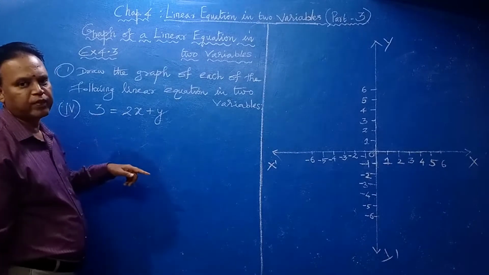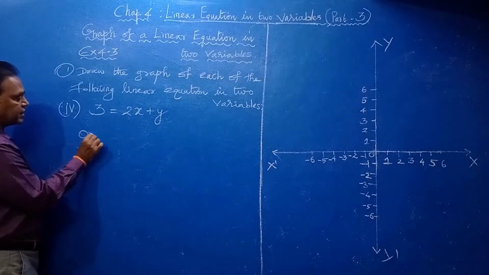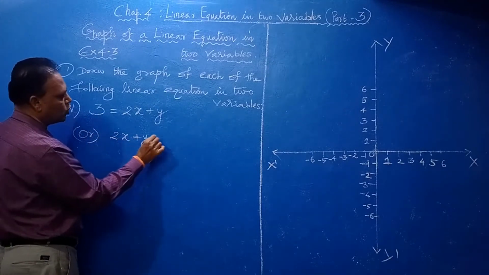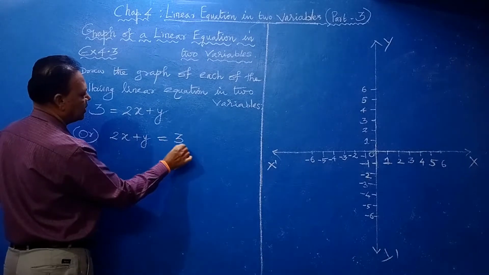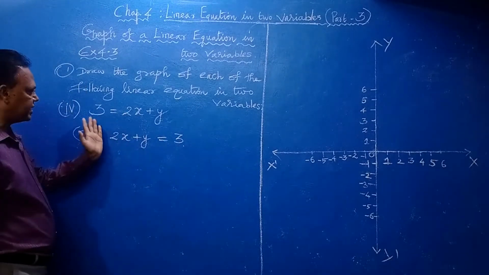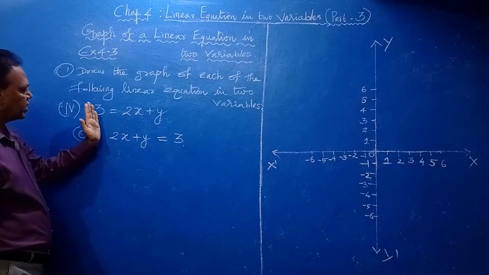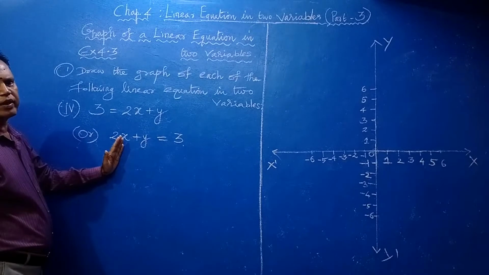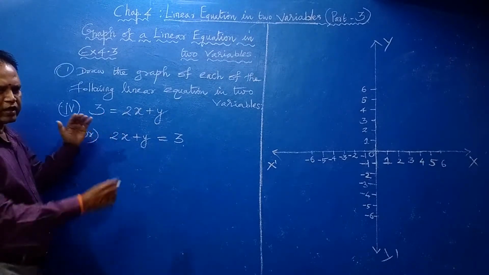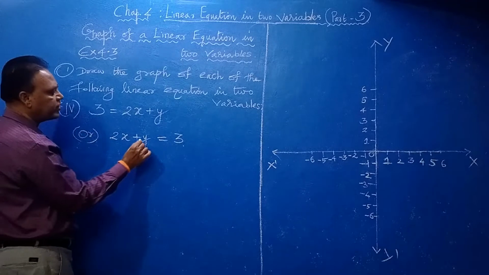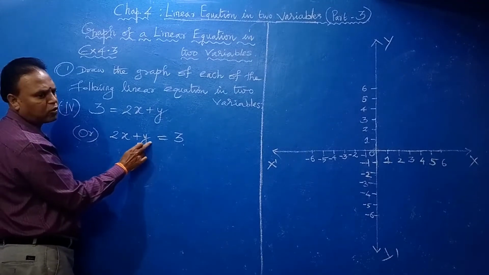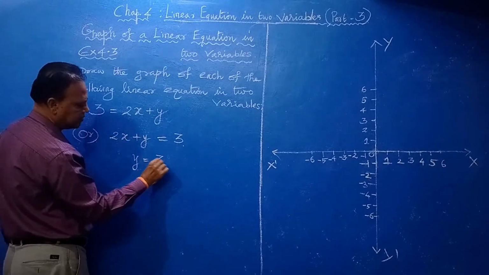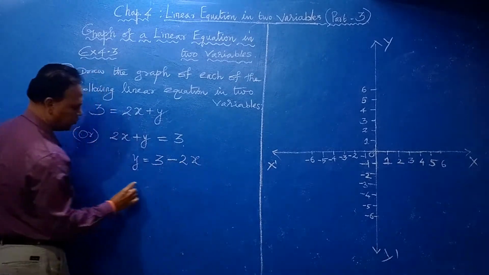See the next problem. See, for our convenience, clear? You just rewrite. That is 2x plus y equal to 3. Just change the sides like this. This will be left hand side, right hand side. This 2x plus y, write it, keep it left hand side, 3 right hand side. Okay, both are same. Now, see the coefficient, y coefficient is 1. So, keep y in the left hand side, then bring this 2x this side. Then easily you can find out the solution.